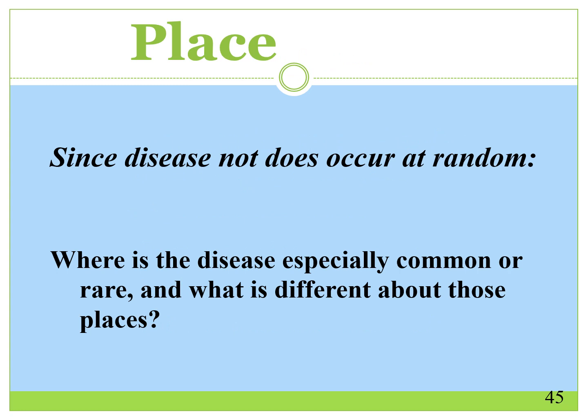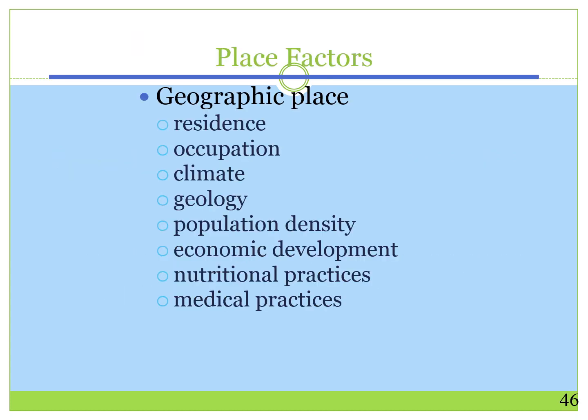So place: since disease does not occur at random, where is the disease especially common or rare, and what is different about those places that we have to take into account? Place factors: residence, occupation, climate, geology, population density. If we compare the population density in Italy and Singapore in combating COVID-19, I don't know. Also economic development, nutritional practices, and medical practices.